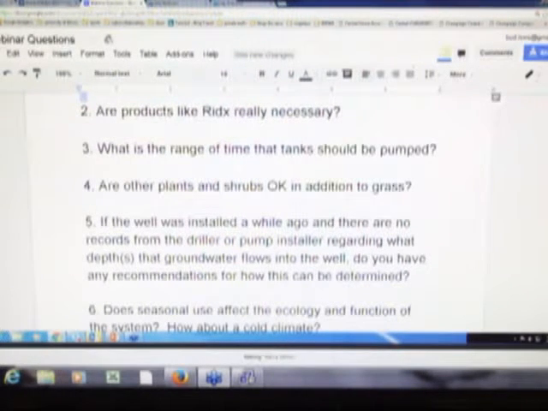Number 5, if the well was installed a while ago and there are no records, we run across a lot of folks that don't have well records, so they don't know how deep their well is. There's a couple things you can do. One is if you ever have your pump worked on, or if it's not a suction pump that's in your basement, but it's actually a submersible pump that's in the well, then whenever you pull the pump, you'll get an idea. If you don't even know the depth of your well, if you can measure the depth.